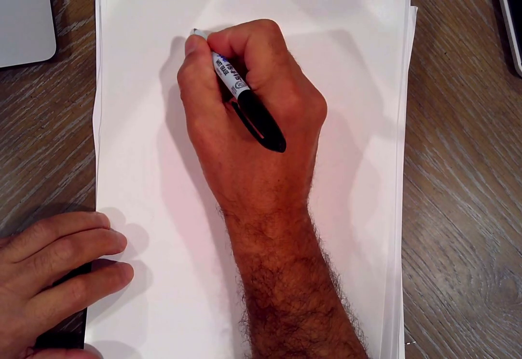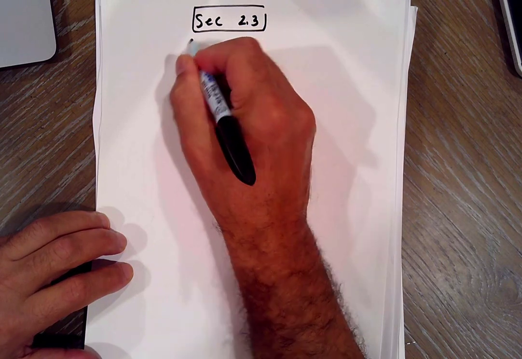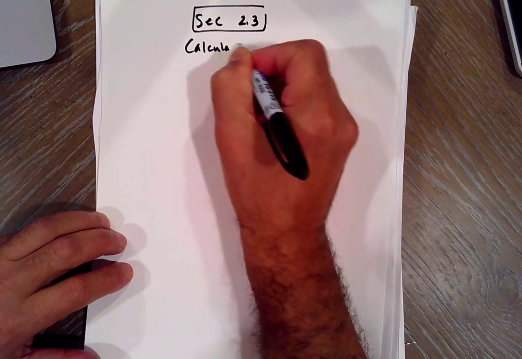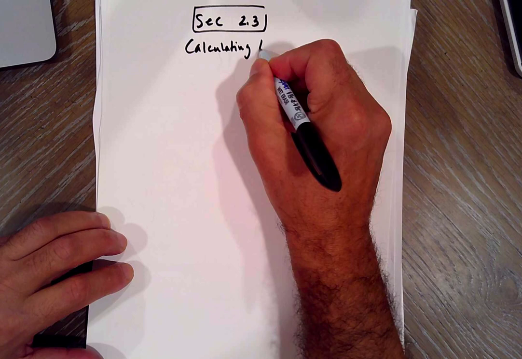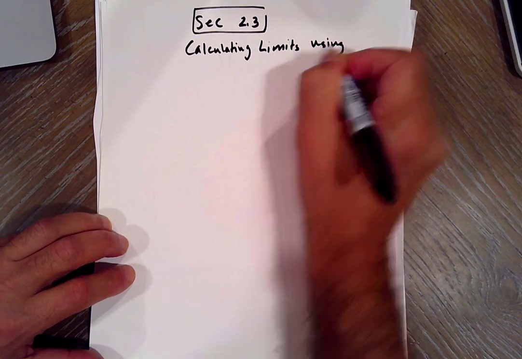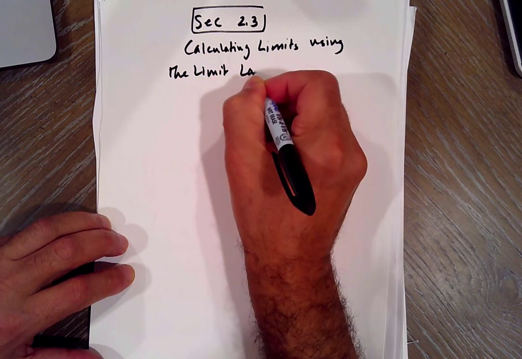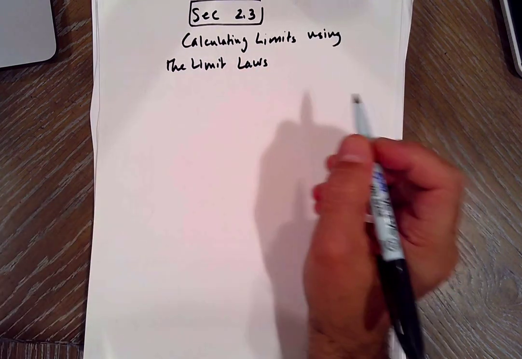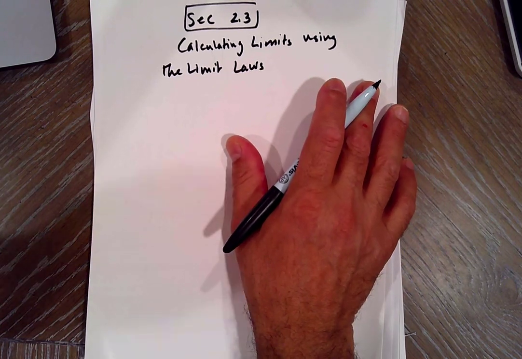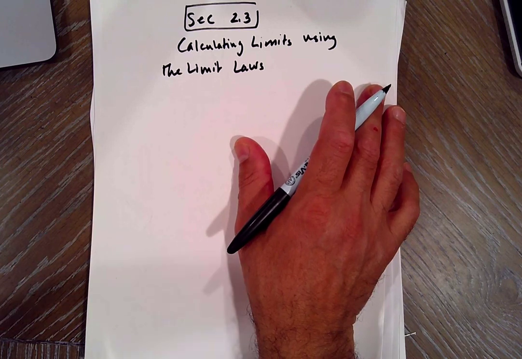Alright, next we're going to talk about section 2.3, calculating limits using the limit laws. So we're going to introduce limit laws, and then we're going to have a strategy as to how to actually proceed by evaluating limits at the end of this section.